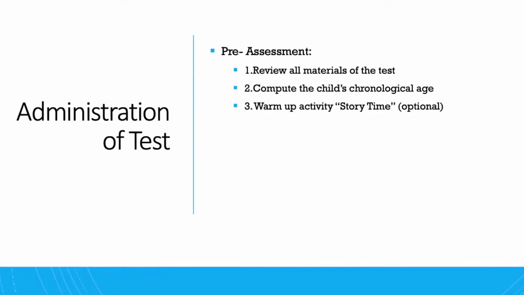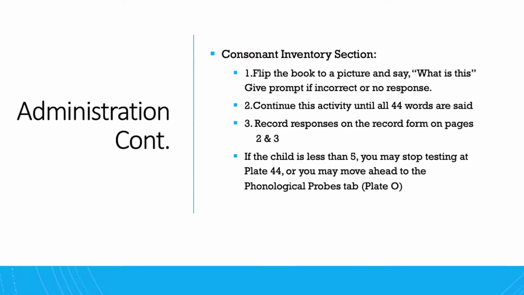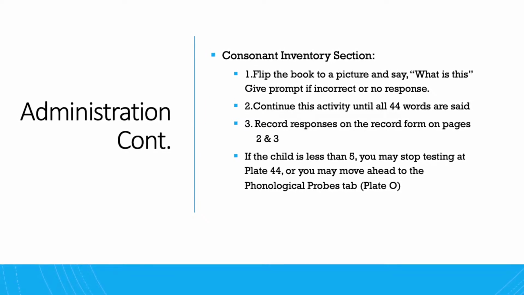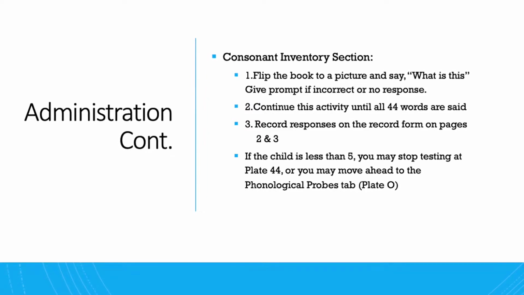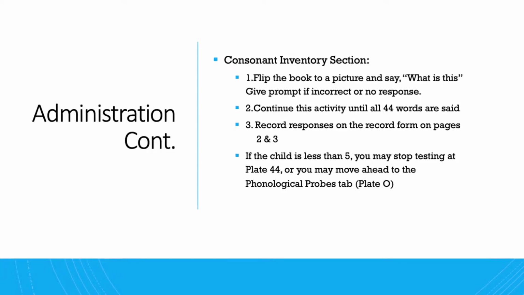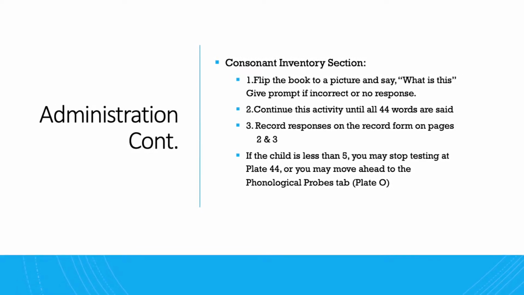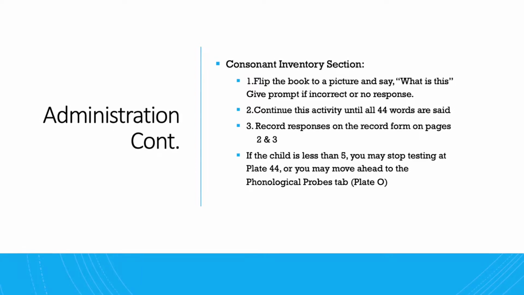To begin the assessment, ask the child to identify the picture on the page. Say, "What is this?" If the child does not respond or gives an incorrect response, say the provided prompt. It's important to note that you may fade verbal cues as desired. Continue this activity until all 44 words are said. Record each response on the record form on pages 2 and 3 of the articulation response form.